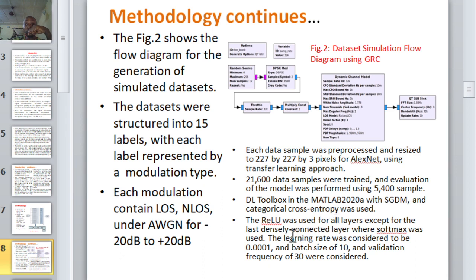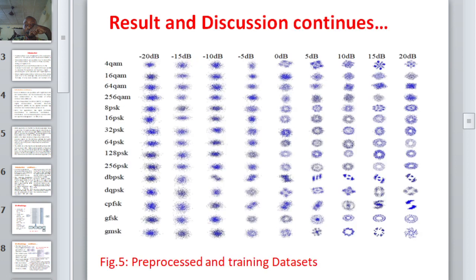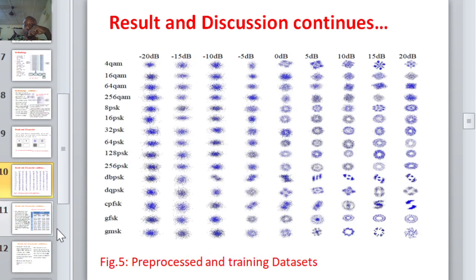The ReLU was the activation used, except at the last densely connected layer where softmax was used. The learning rate was considered to be 0.0001, and a batch size of 10 and validation frequency of 30 were equally considered. Figure 3 and Figure 4 showed data before and after processing. And Figure 5 shows the entire data that were used for this training.